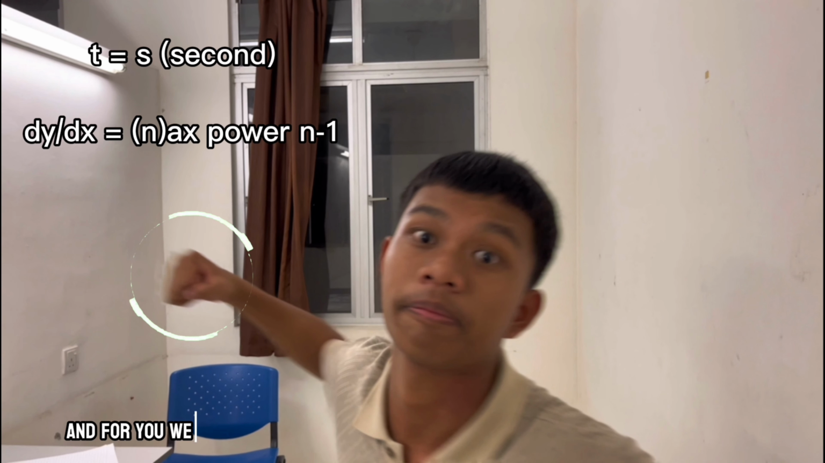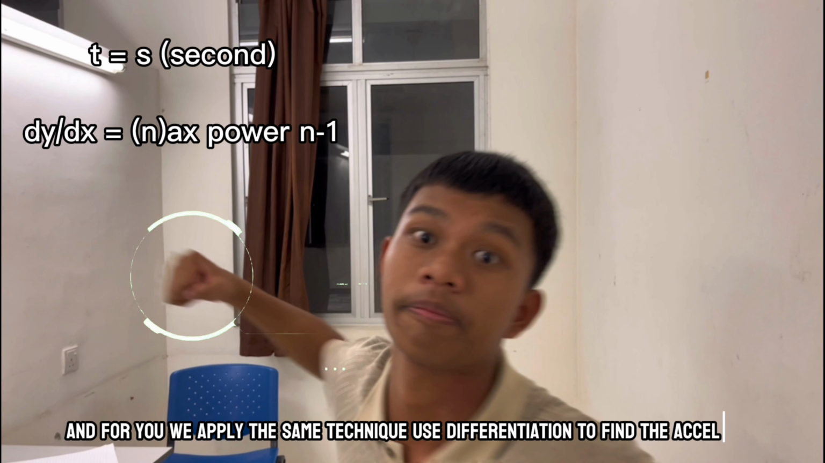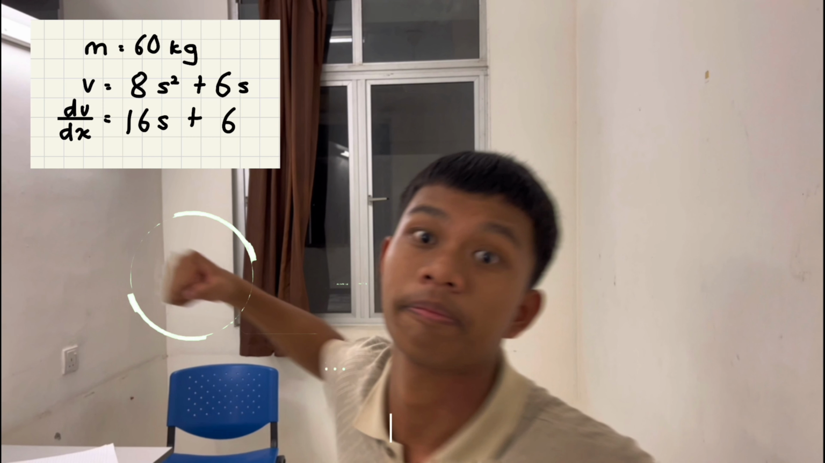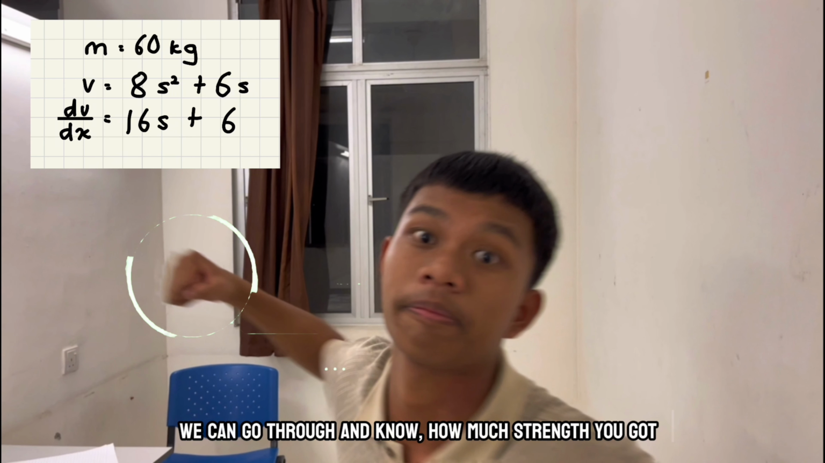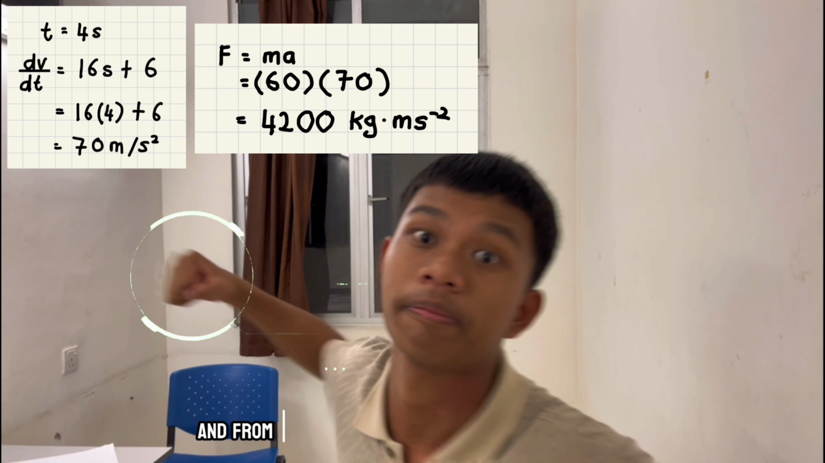And for you, we apply the same technique, using differentiation to find the acceleration. Then we can go through and know how much strength you have. From here, I can tell that your punch is stronger, but you're late by a second. You need to be faster.